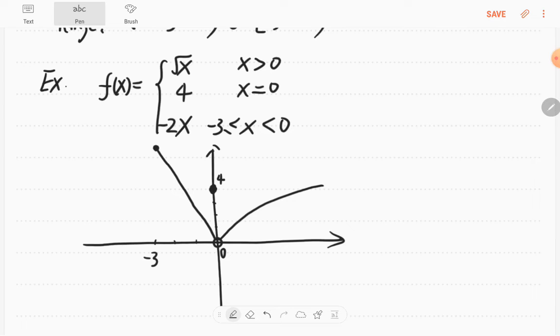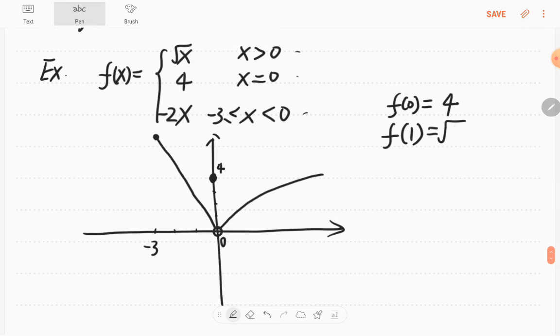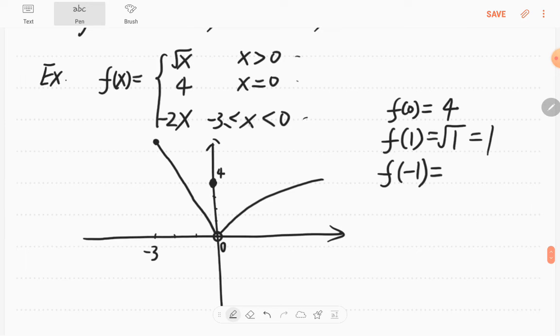From this one, okay, let's look at several problems. f of 0. f of 0 equals 4, right? x equals 0 gives 4. f of 1. Which branch? You have 3 branches. 1 belongs to greater than 0, so it's equal to square root of 1, which is 1. f of negative 1. Negative 1 is less than 0 and greater than negative 3, right? So it should be negative 2 times negative 1, which is equal to 2.